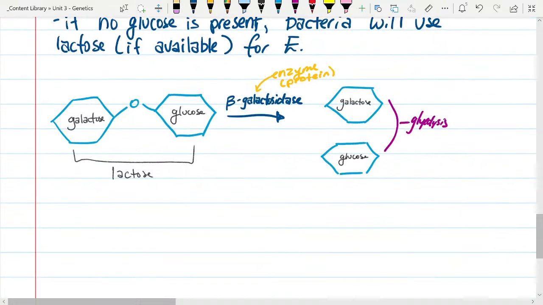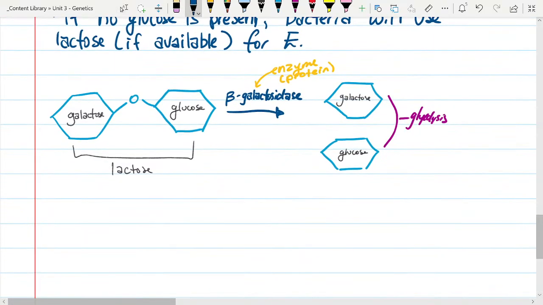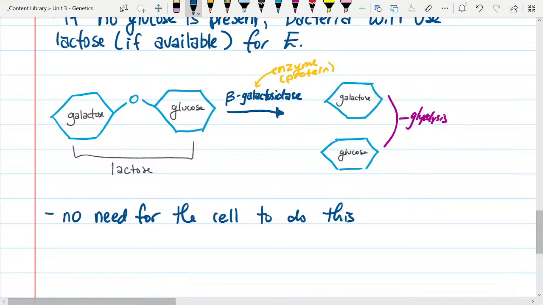Beta-galactosidase. Do we need to write this? It's there. There's no point writing another sentence there. Rather, we'll say this. There's no need for the cell to do this if concentrations of glucose are high.